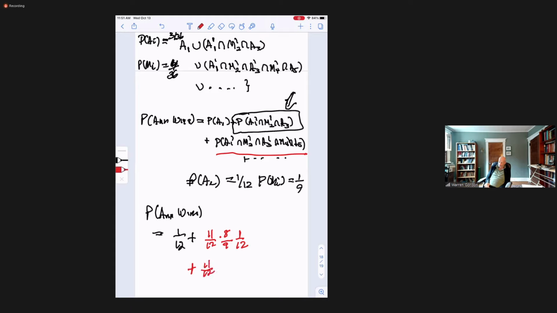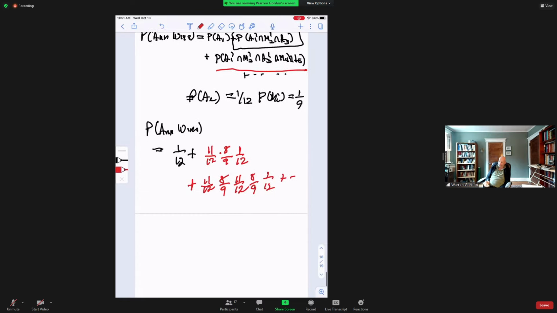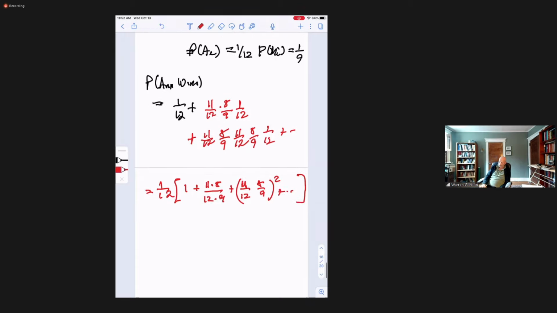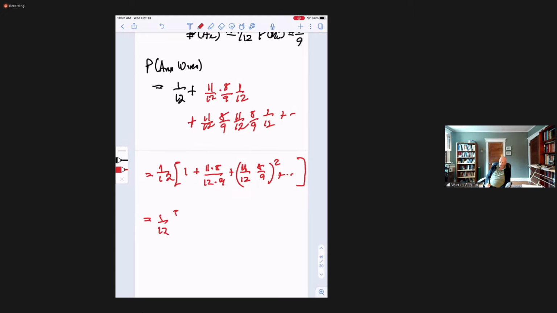It would be 11 out of 12, 8 out of 9, 11 out of 12, 8 out of 9, 1/12, and so on. So let's see what I have. If I factor out a 1/12, I'm left with 1 plus 11 times 8 over 12 times 9, I'll simplify it in a second, plus 11 out of 12, 8 over 9, and the other ones are the same thing twice, and so on.